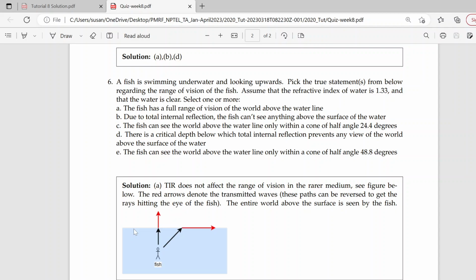So if you look at this more clearly, this is one way and this is this way. Okay, so if you reverse this path and imagine like this, this is the view of the fish. Okay, light rays are coming like this.